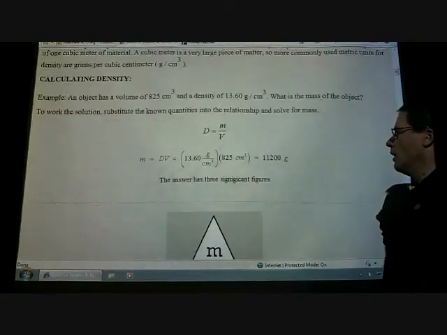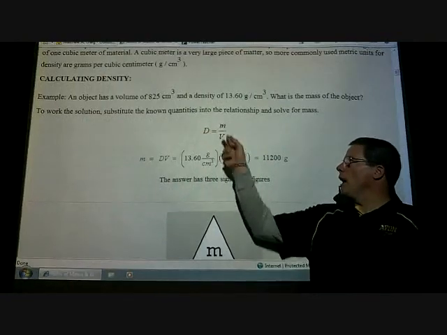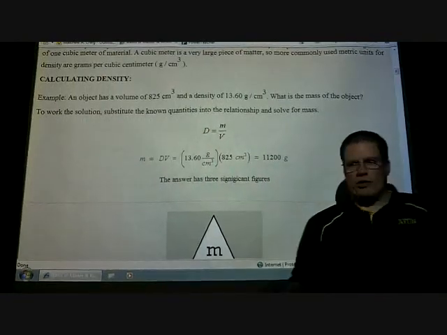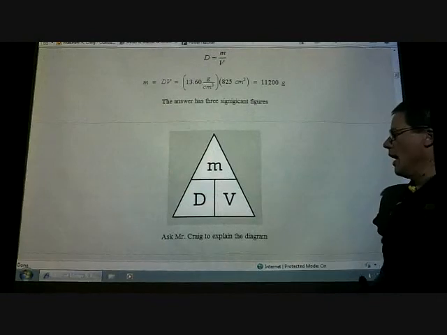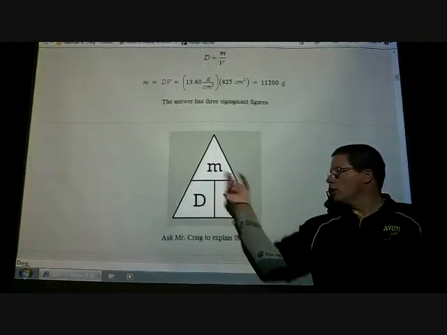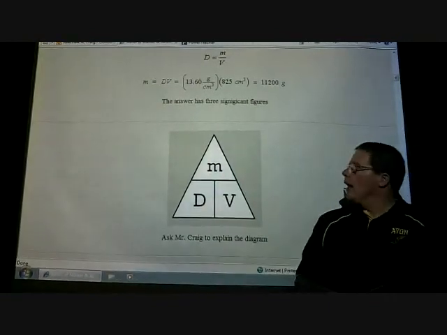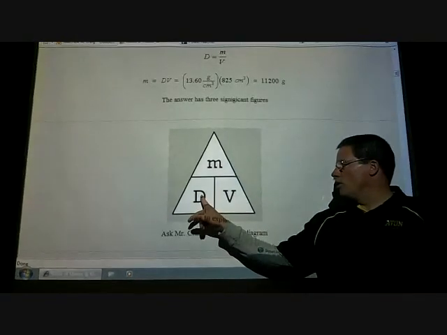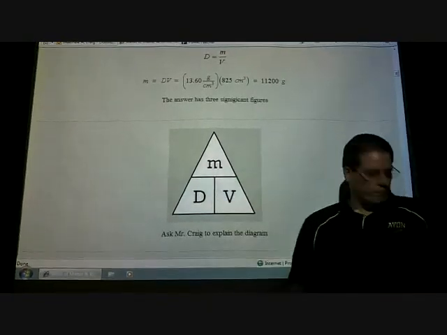Calculating density, again, the equation that we'll use is density is equal to the mass over the volume. And a student showed me this about 8 or 9 years ago. I kind of like this. It's called the density triangle. And it integrates the equation density is equal to mass over volume.